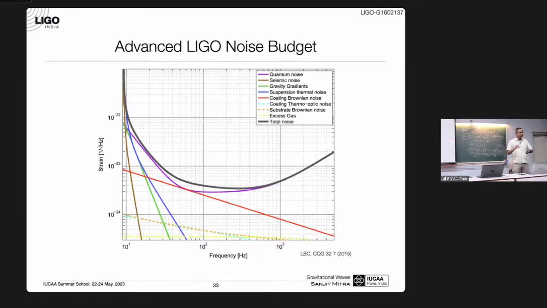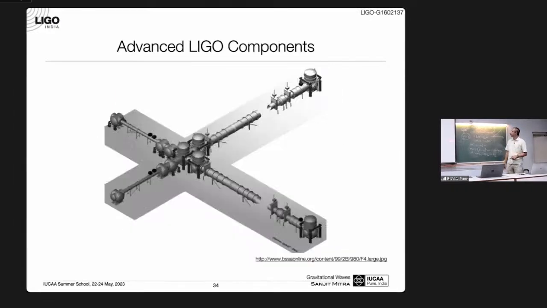LIGO is silica, but then I think silicon could be a material which could be used for this thing. I don't know exactly this part of it. Okay. Now this is how the detector actually looks like. So these are the vacuum tubes. This is 1.2 meter, and this length is 4 kilometer.